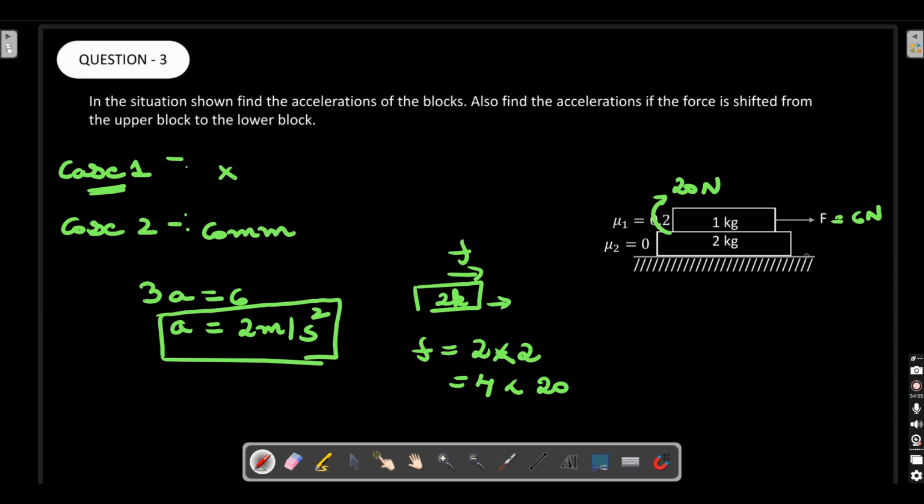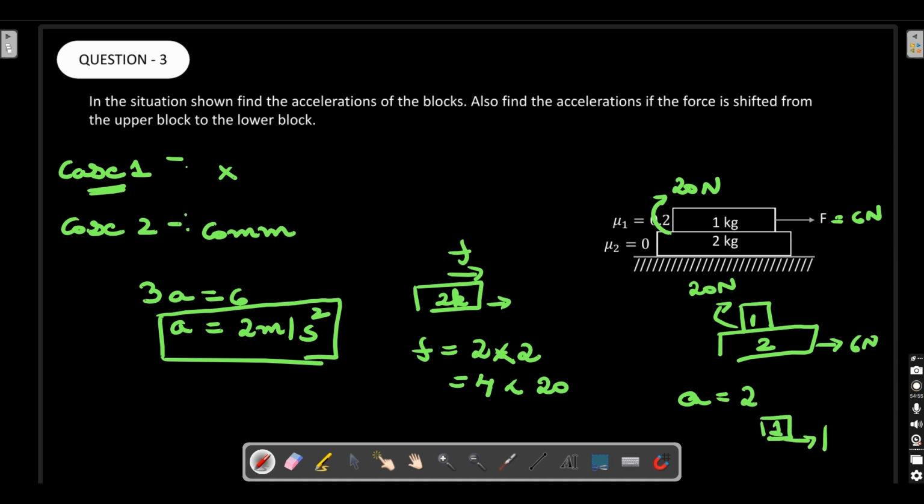Now they are telling you if I shift this downward, here you have 2, here you have 1. Now here it's 6 Newton. Now here you'll have how much? 0.2. Again here you'll have 20 Newton. There is no doubt. Now you need to find what? Case 1 is not possible. Case 2, common acceleration. Here you will get A is equal to 2. Now for the 1 kg block, here you will have friction. So that is 1 into 2, which is less than 20. So this is also right.